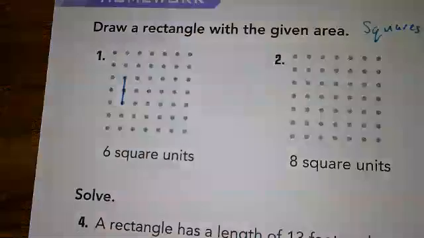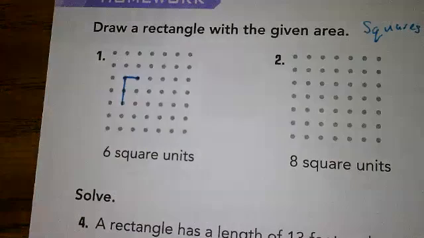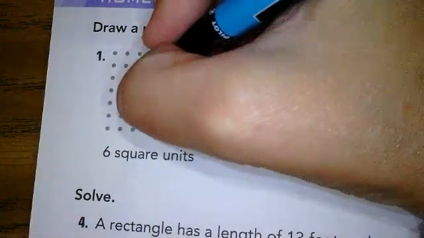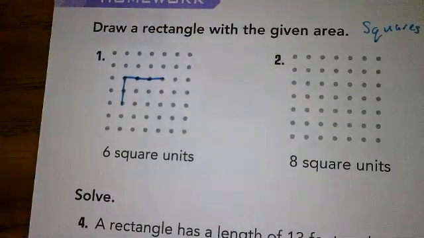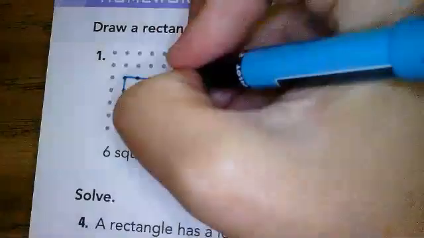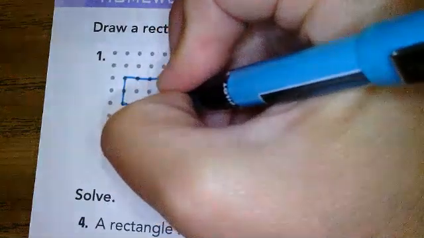So 1, 2, one of my sides is 2 units, right there, yes? Then I make one of them 3 units. 1, 2, 3. Then I just need to finish my rectangle. I have 2 more lines to draw to finish the rectangle. When I'm done, I should have 6 squares in there. So I'm going to finish 1, 2, 1, 2, 3.